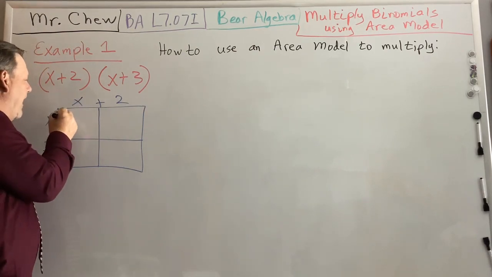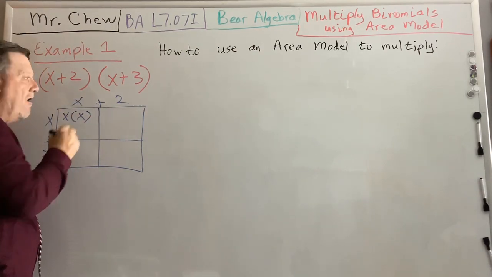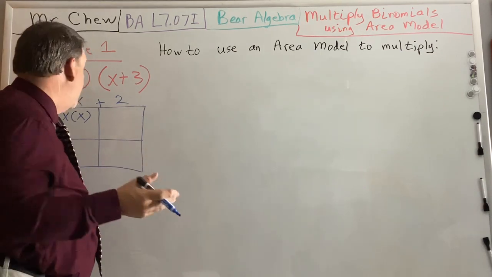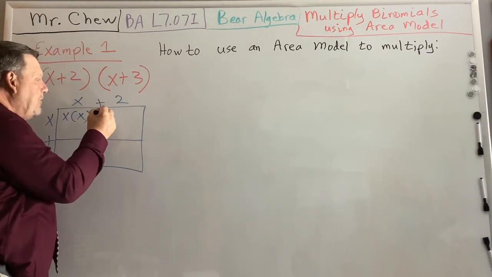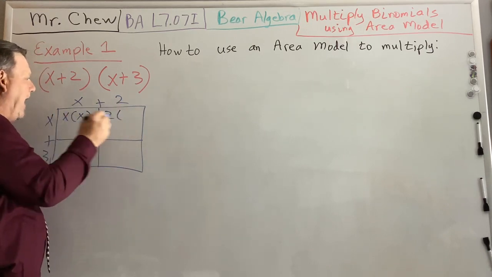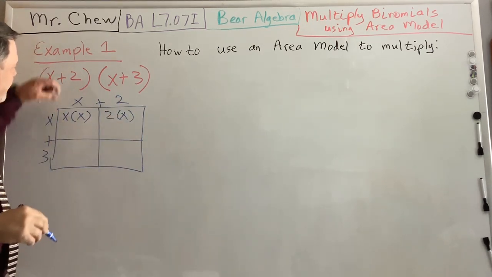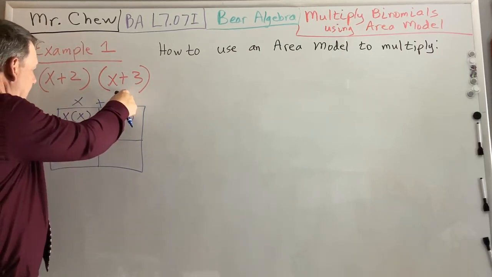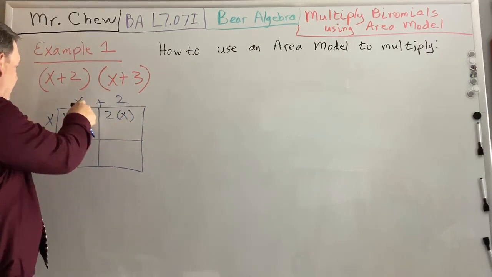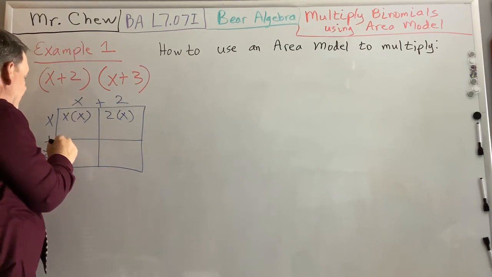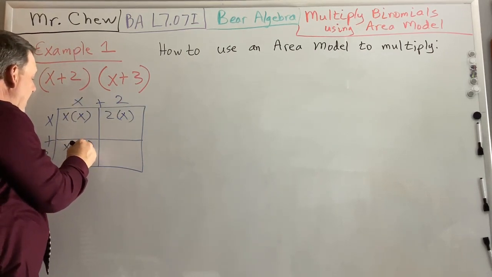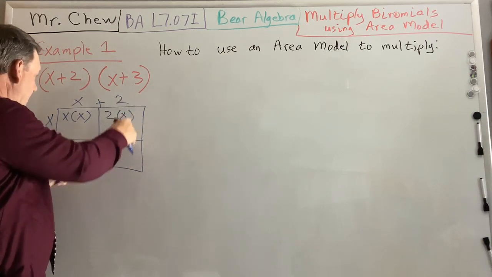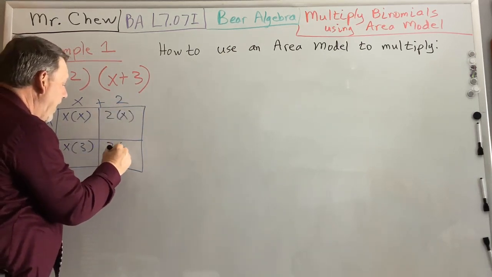So here I've got x times x. We're doing it just like I did on my example with the numbers. And then I'm going to do 2 times my x. See how I took where these two intersect, x times x. Where these two intersect, 2 times x. Now where these two intersect, x times 3. And then where this one and this one intersect, 2 times 3.